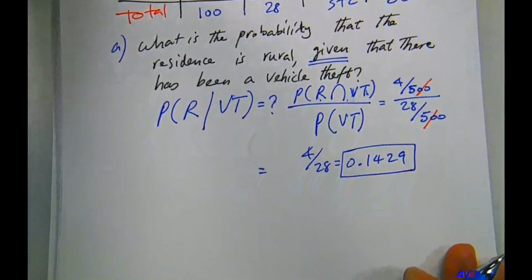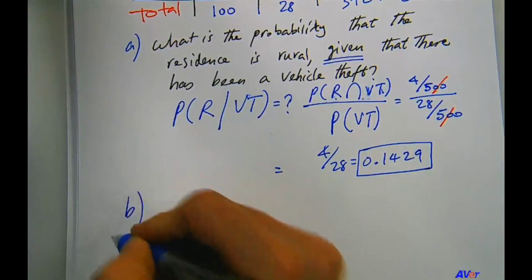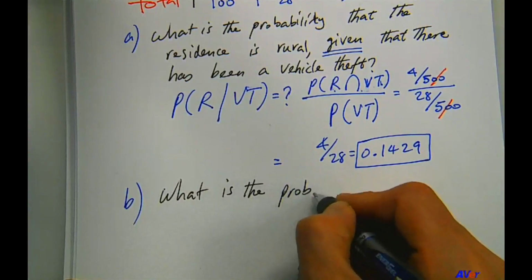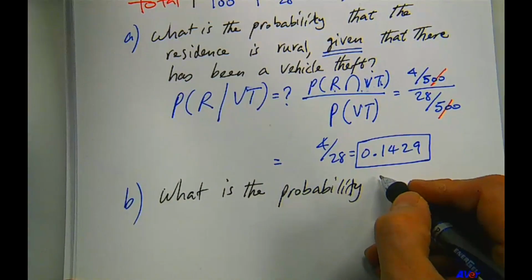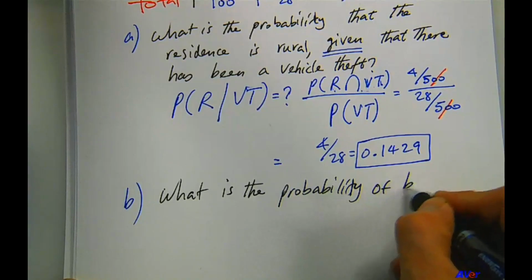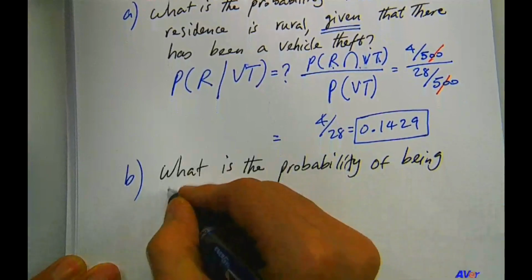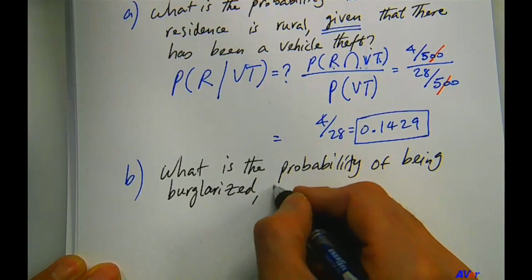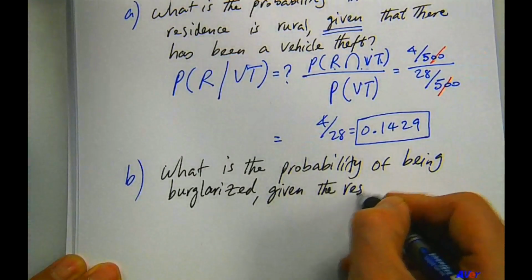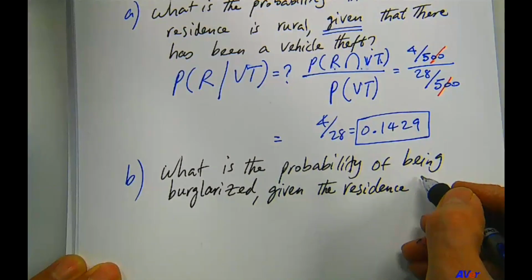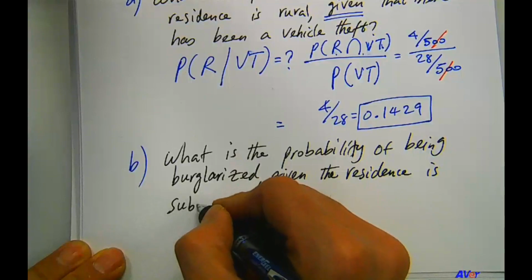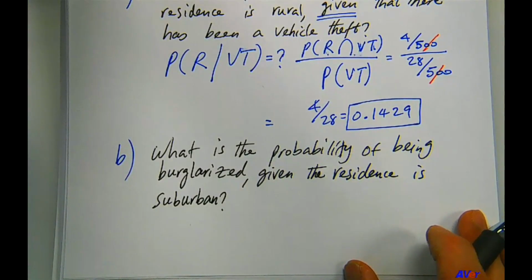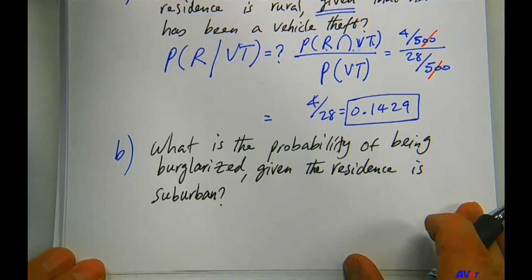Okay, so let's ask another question for this data. Let's call that part B. We want to know what is the probability of being burglarized given the residence is suburban. Okay, please pause the video, write down your own solution, and then come back to the rest of this video.